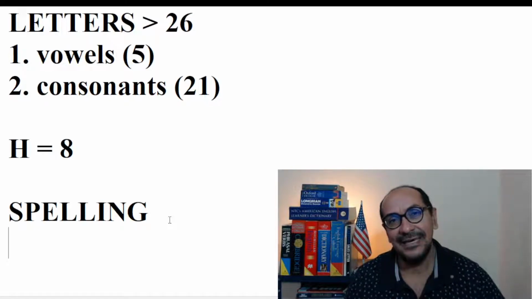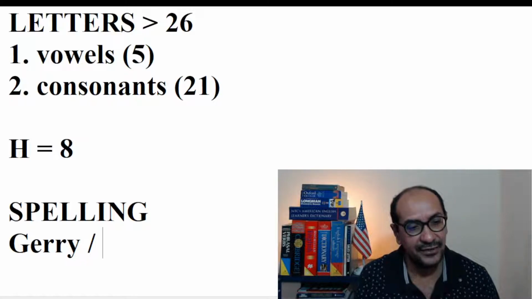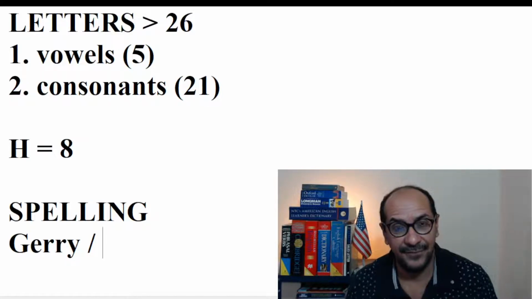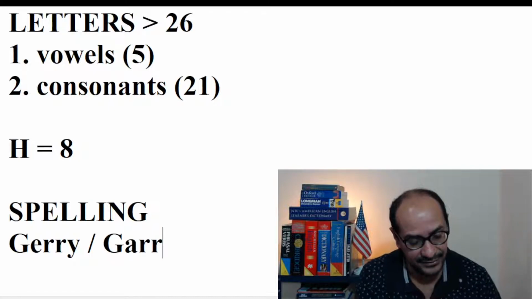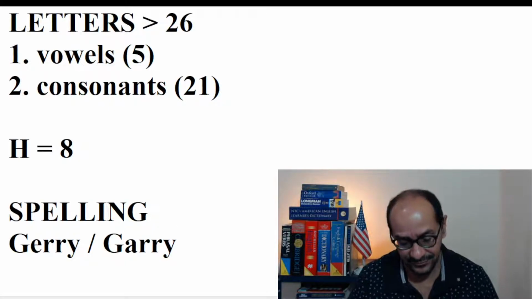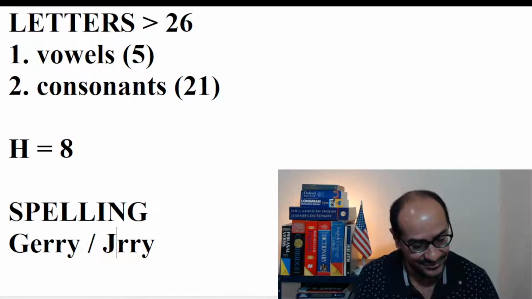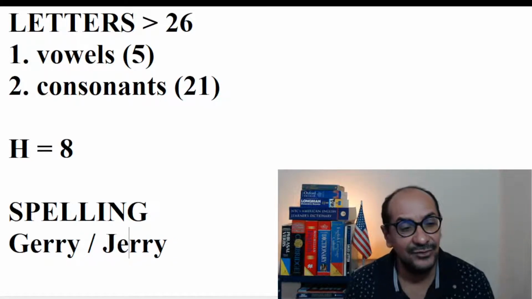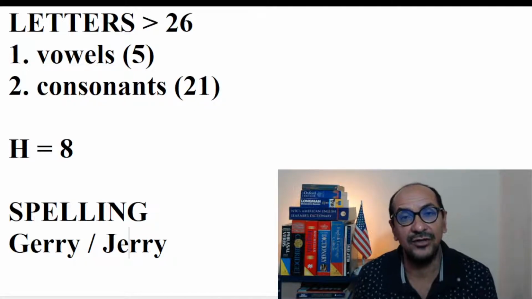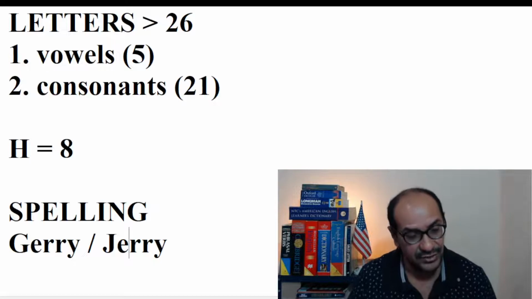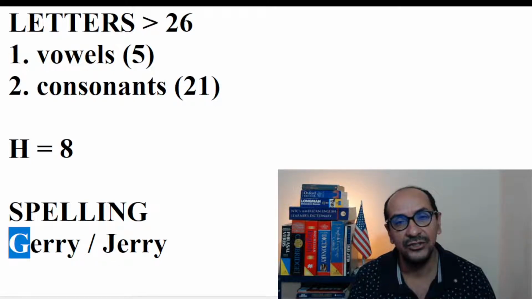So what is that thing about spelling? For example, let's suppose that we have a guy named Jerry or Gary, it depends. Normally, better if I put it like this, Jerry. So if you have Jerry, you say, no, Jerry with G, not with J. Then you say, man, it's with a J, not with a G.